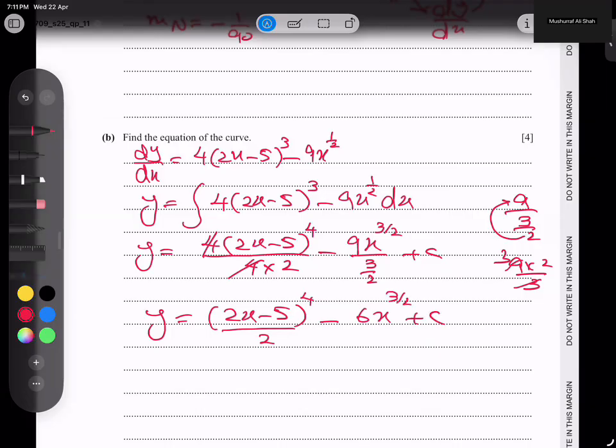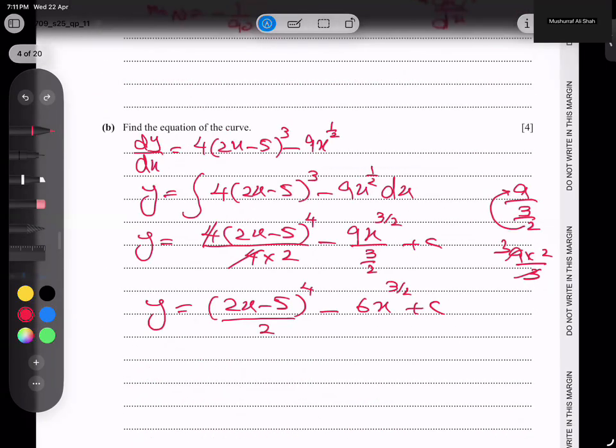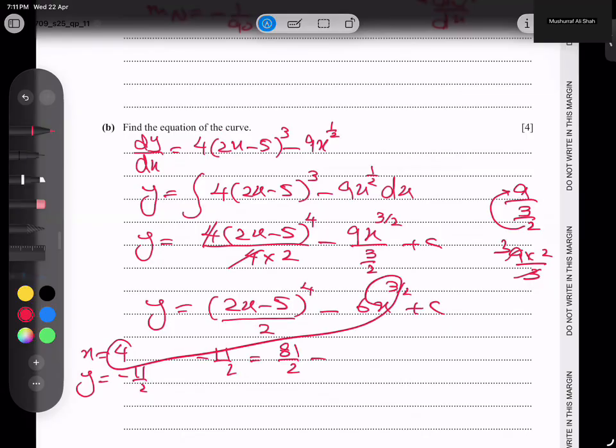Now students, we have to plug in the values given by him, and that is (4, negative 11 over 2). So x is 4 and y is negative 11 over 2. 4 times 2 is 8, 8 minus 5 is 3, and 3 to the power 4 is 81. And here 4 to the power 3 by 2 becomes 8. 8 into 6 is 48.